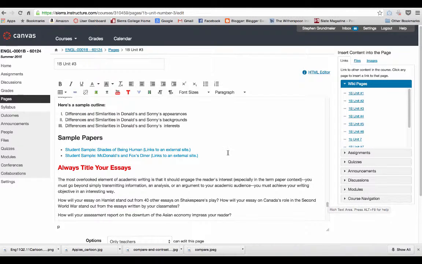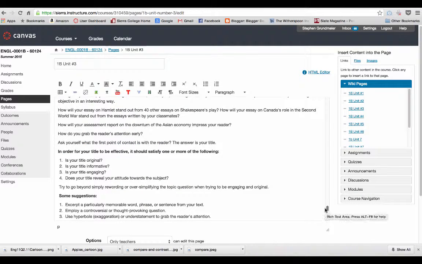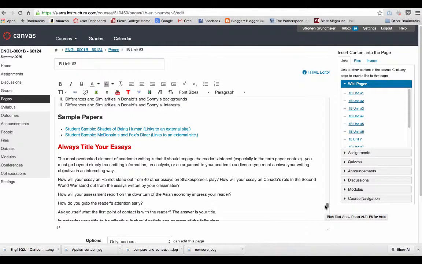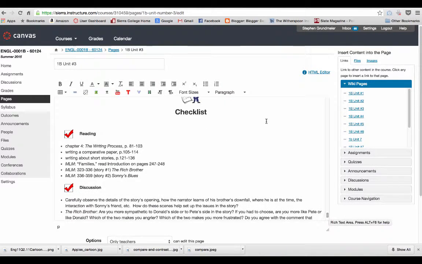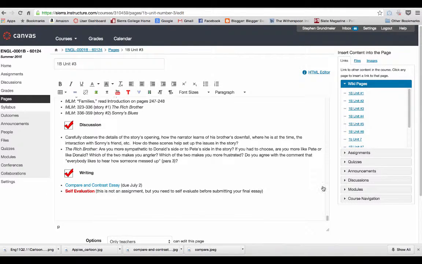Sample papers of the type of the genre that you'll be writing, which is the compare and contrast essay. Also, I want you to title your essay. Make sure that you have an engaging title. And I've given you some information here that will help you with that. The checklist is here, and that's it for this week.